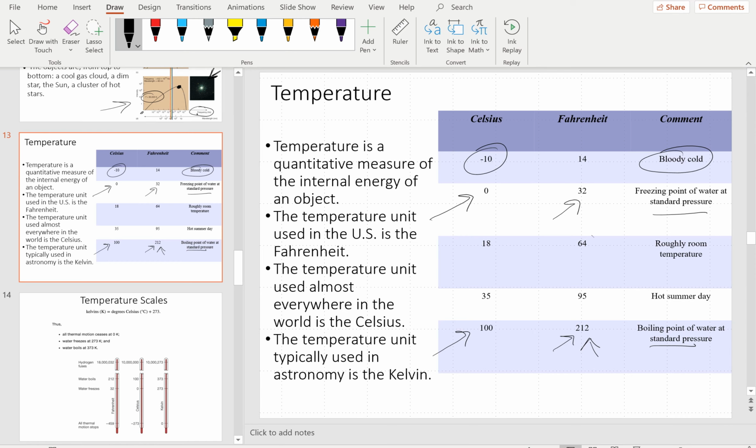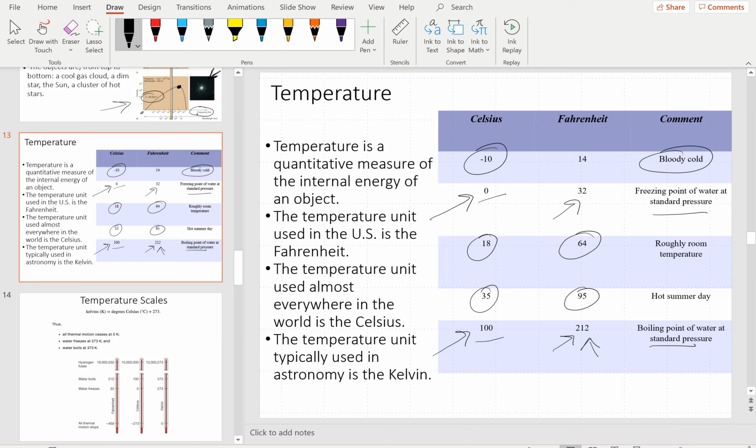Room temperature is around 60, 70 degrees. That would correspond to about 18 or so Celsius. A very hot summer day might be 95 Fahrenheit. That's around 35 degrees Celsius. And then, of course, you have freezing and boiling.